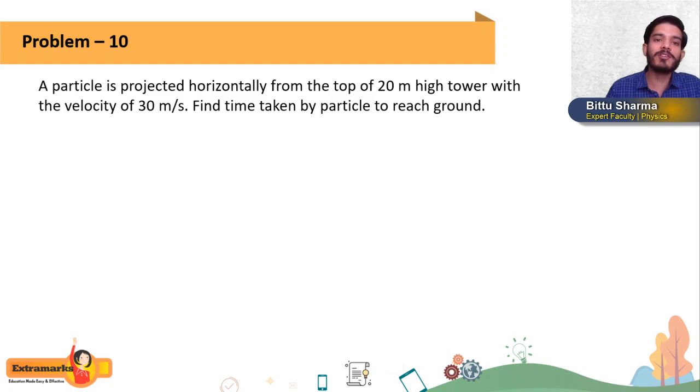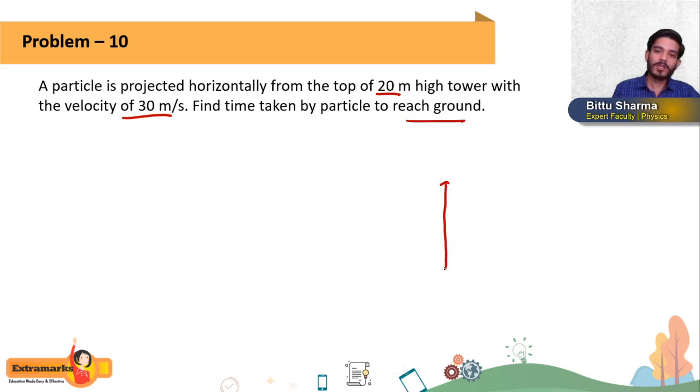Now the last numerical which I have for you is from projectile motion. A particle is projected horizontally from the top of a 20 meter high tower with a velocity of 30 meter per second. Find the time taken by the projectile particle to reach the ground. Okay, so we have a tower, a building, and a particle is projected from the top of the tower.